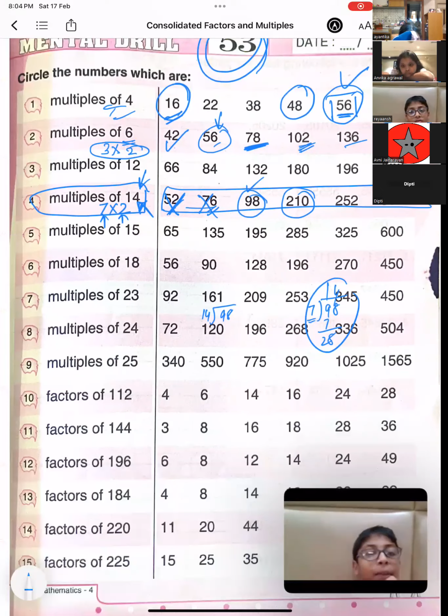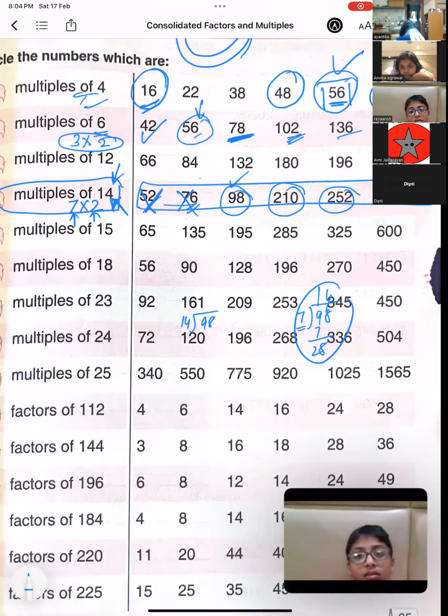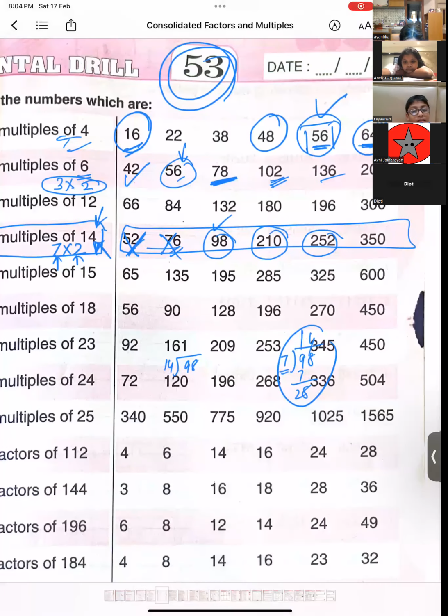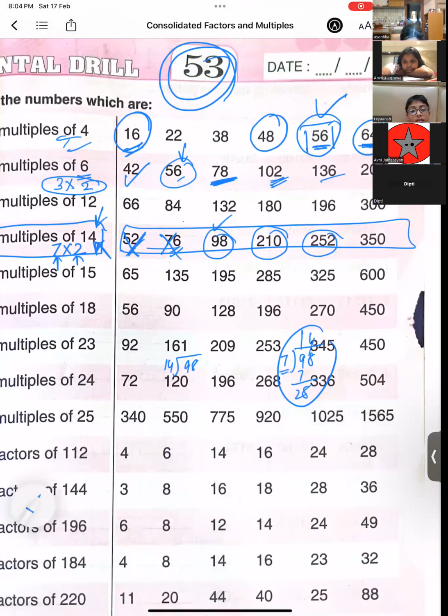Now do this please and tell me. Is this divisible by 14? Yes, ma'am, I think so. Yes, beta, it is there, but you don't have to think so. You will have to do the long division and then give me the answer. 252 को long division से करो and tell me if it is getting completely divided, which means it is not leaving any remainder.